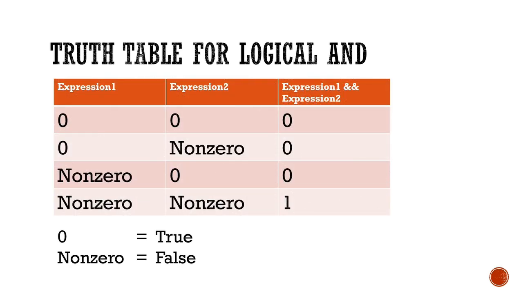A truth table is established for logical AND. So you can see that if both expressions are 0, that means false, the output is false. Even if only one of the expressions is 0, the output is still 0 or false. But if you have two non-zero, you will have a true output. That is for logical AND. Then we have the OR operator.